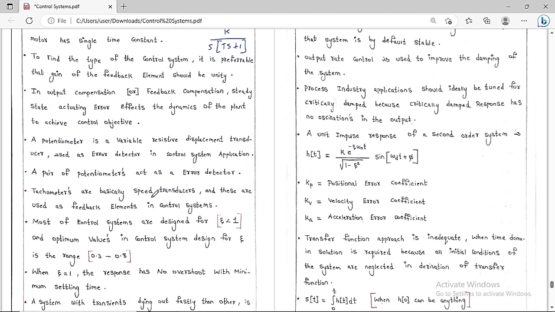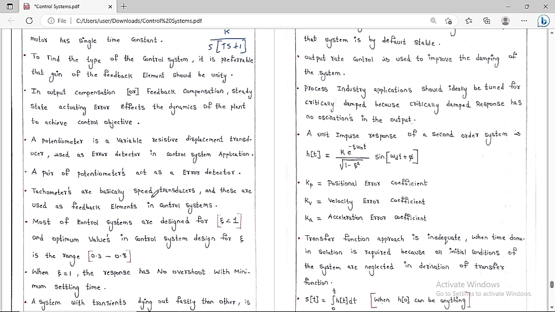The next point is tachometers are basically speed transducers, and these are used as the feedback elements in control systems. The tachometer means the input is the mechanical speed and the output is the DC voltage. So basically these are going to control and limit the speed of the motors.